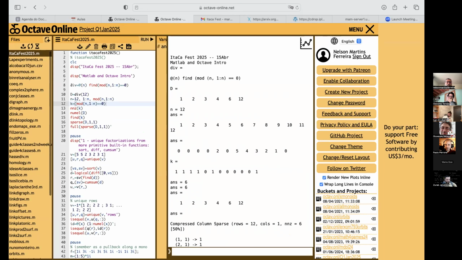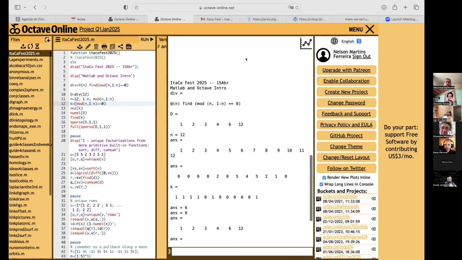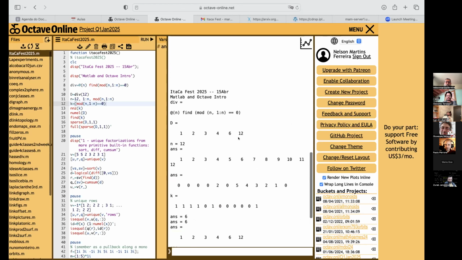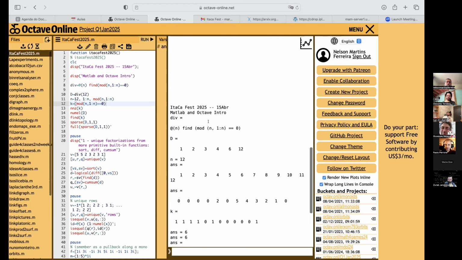We can define anonymous functions. So for instance, for finding the divisors of a number, let's say the divisors of 12, we can use this. Well, is this going? You still see my screen? Yes. Okay, good.